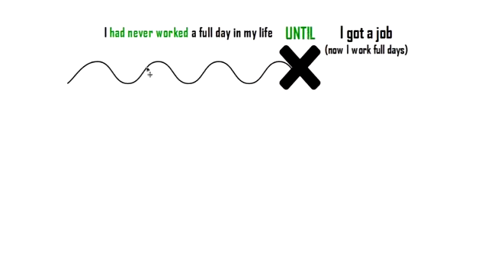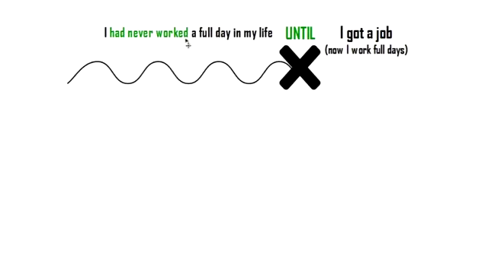So it basically means that you do something until a certain time and then you don't do it anymore. Or maybe you don't do something until a certain time and then you start to do it. So until always means that there's a change, that you basically do the opposite of what was before it. So let's look at this context.